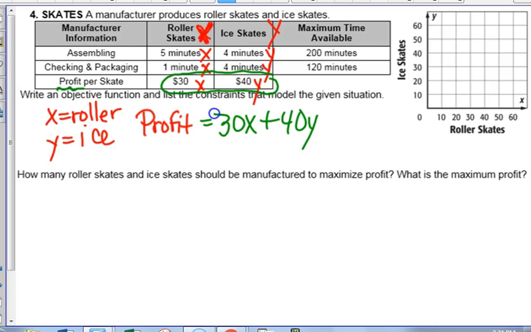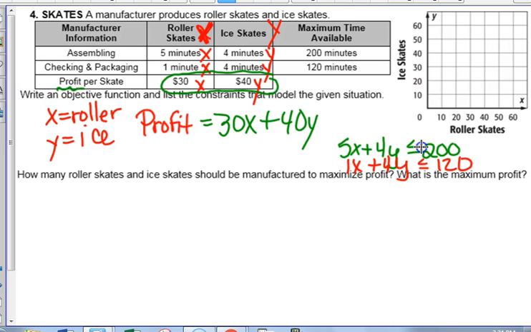Cassidy, can you come up with one of the constraints for me? Maximum time, so we got to stay under that. Yep. Good call. Good call. Jacob Martin, one more constraint. We okay? Okay.